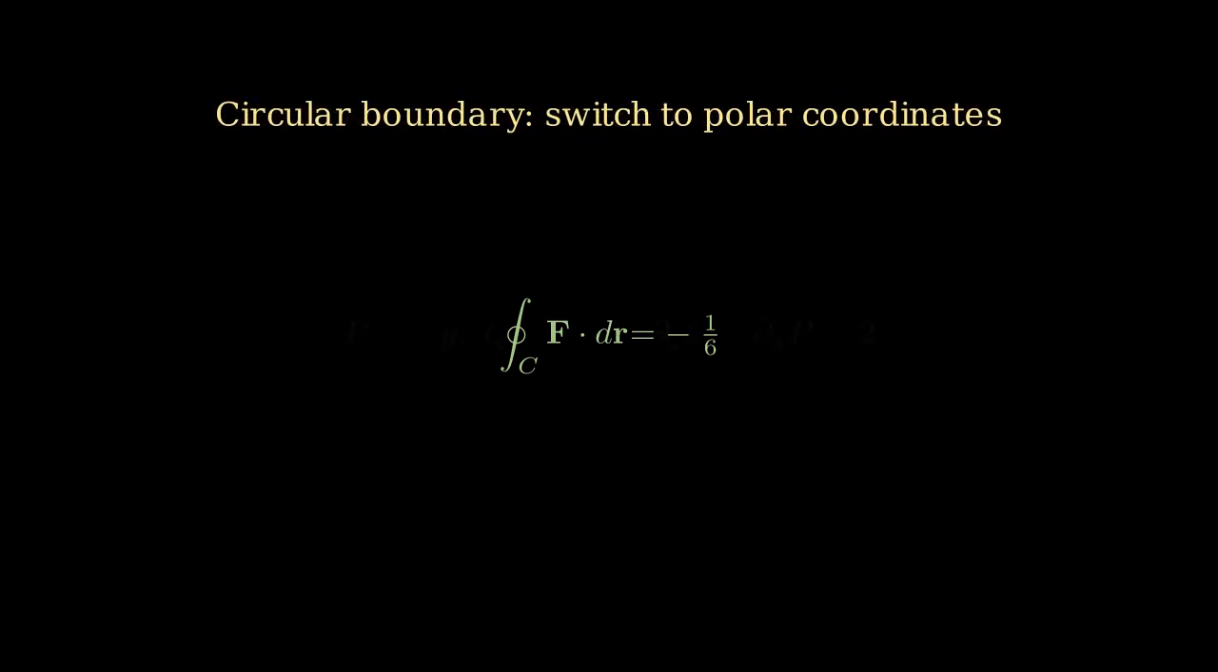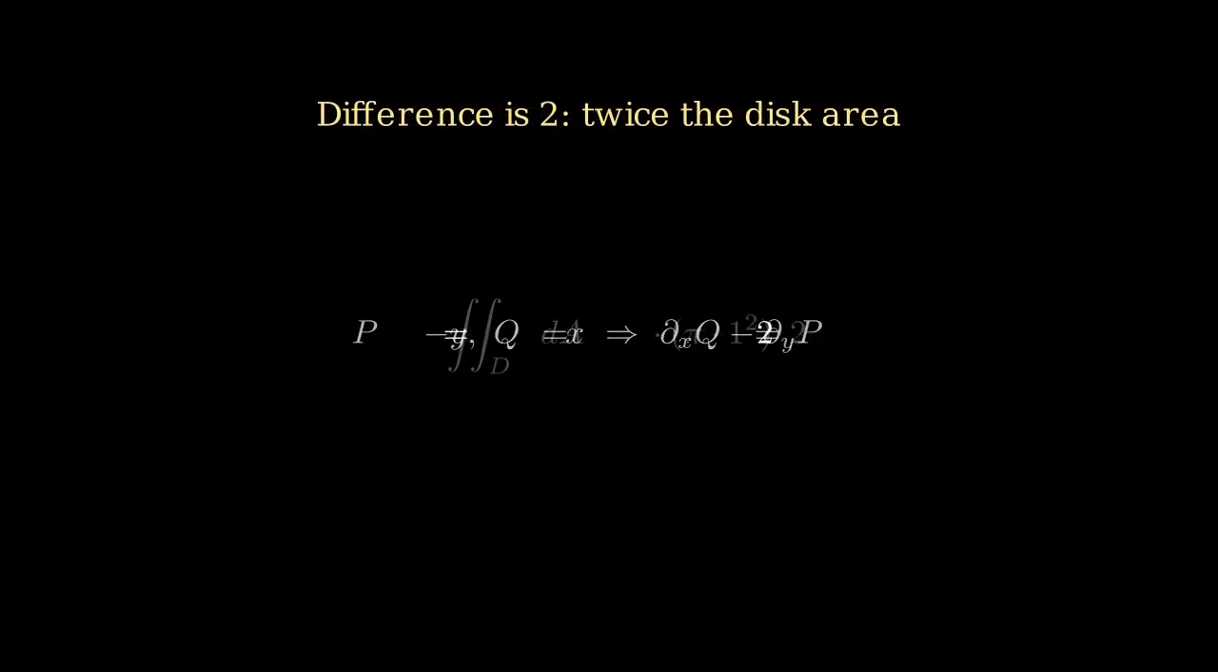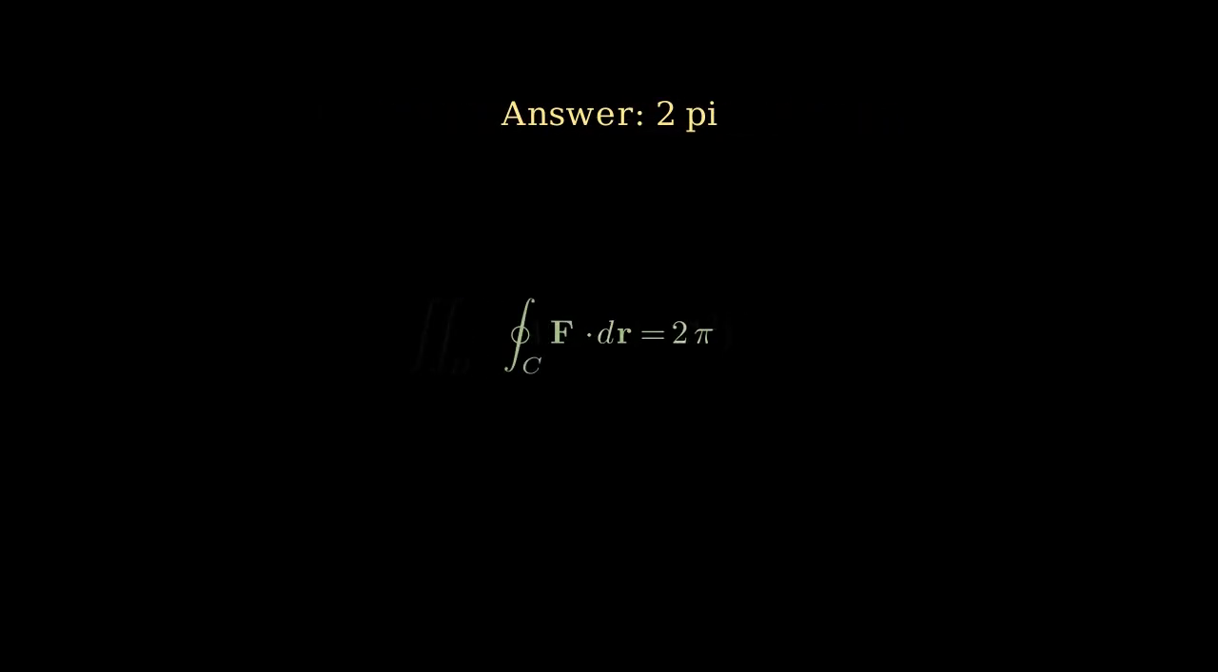Part B. Unit circle boundary, with P equals negative y and Q equals x. Pattern to recognize: a circular boundary means you should switch to polar coordinates immediately after applying Green's theorem. This is almost always the fastest route. Here, ∂Q/∂x minus ∂P/∂y equals 2, so the double integral is just twice the area of the unit disk. Answer: 2 pi.